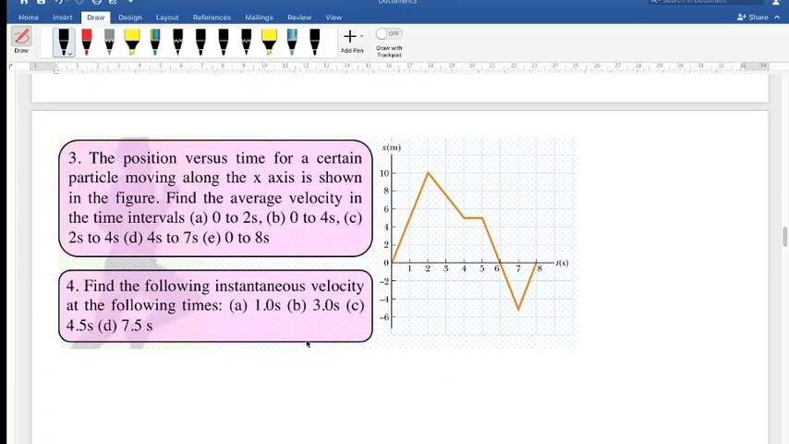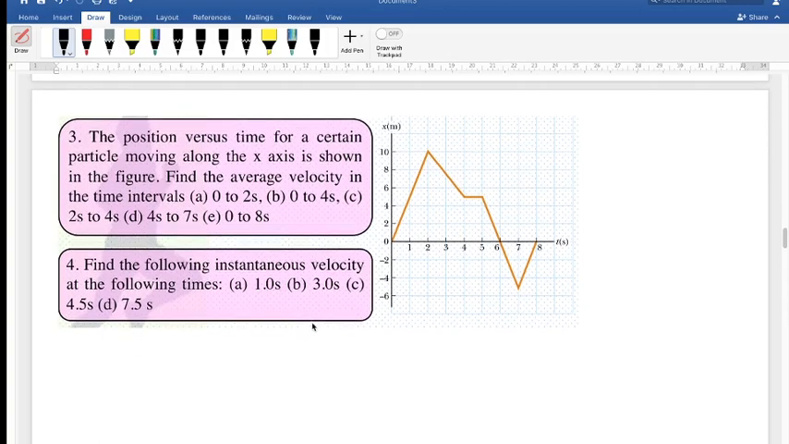Now let's move on to sample problem number 3. So the position versus time, we have a graph here for a certain particle moving along the x-axis, as shown in the figure. Find the average velocity in the time intervals. So we have here from 0 to 2 seconds. First we have to find the average velocity. So from 0 to 2 seconds, you have to take note of what its position is at that time.